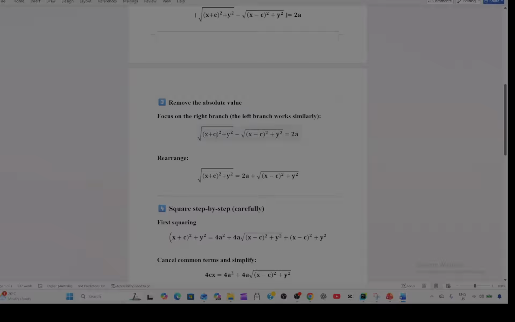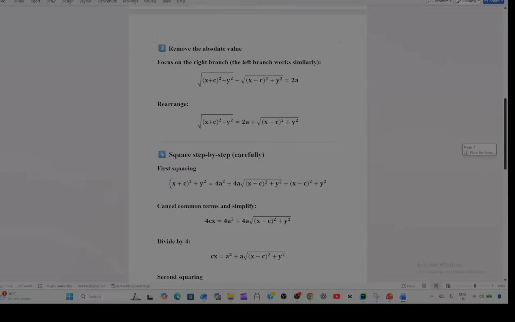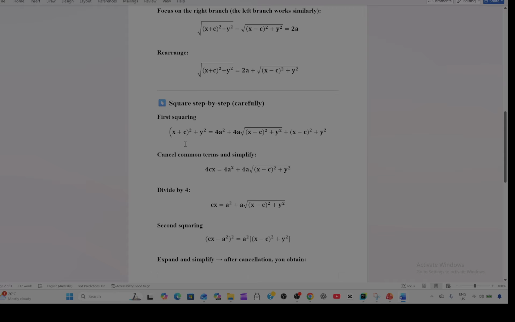Now we rearrange this one here, moving one square root around, so we have 2a plus the other root. We go step by step. When you square both sides, two terms become three terms. Then you cancel the common terms, like y squared, and when you expand this one you can cancel that as well. So you end up with 4cx equals 4a squared plus 4a times the square root. We divide by 4 and get this.